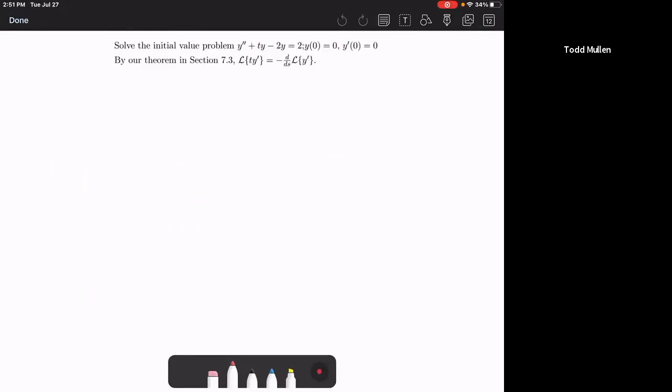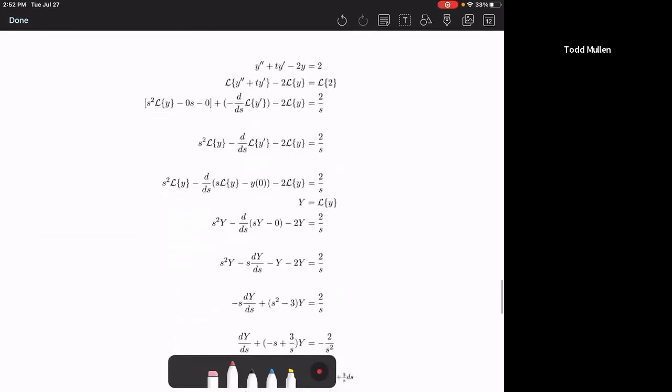For our final example, we're going to solve the initial value problem, y double prime plus ty minus 2y equals 2, with the initial values y of 0 equals 0 and y prime of 0 equals 0. For this problem, we are going to need to make use of the theorem from section 7.3. And that's how we're going to deal with this t factor on the y term. So when we have to solve for the Laplacian of ty prime, it's equal to the negative derivative of the Laplacian of y prime. So we'll see when we get there. But we'll start as normal.